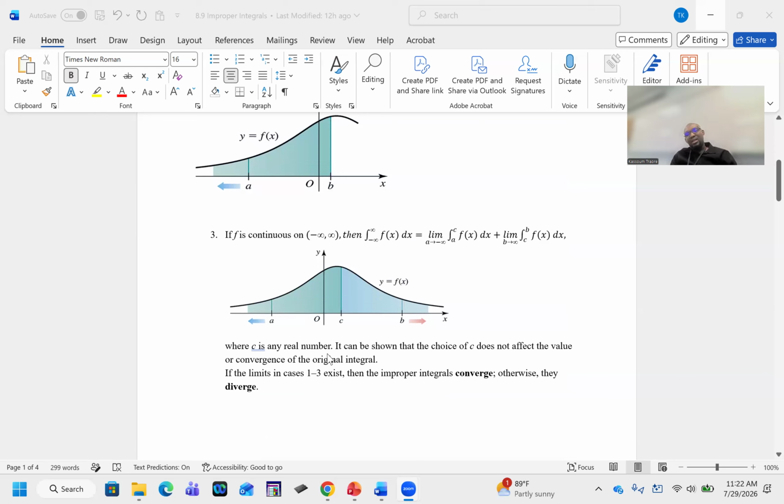any real number. It can be shown that the choice of c does not affect the value or convergence of the original integral. So c can be anywhere between a and b, and it will not affect the value or the convergence. If the limit in case 1, 2, or 3 exists, then the improper integral converges. Otherwise, it diverges. So pause the video, read, and try to understand before we attack the first example.